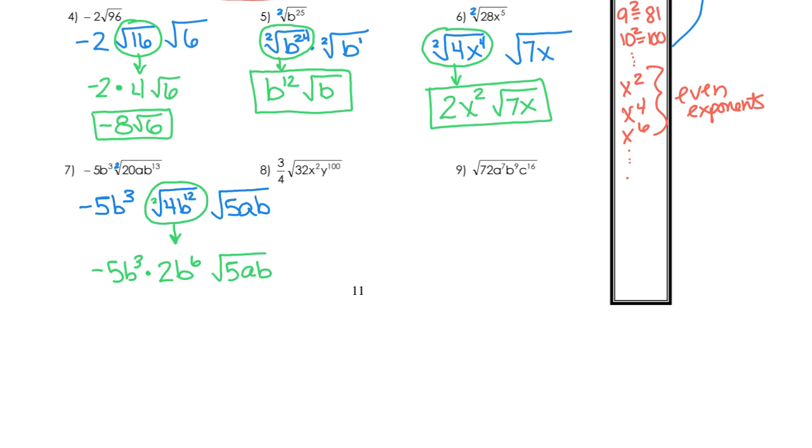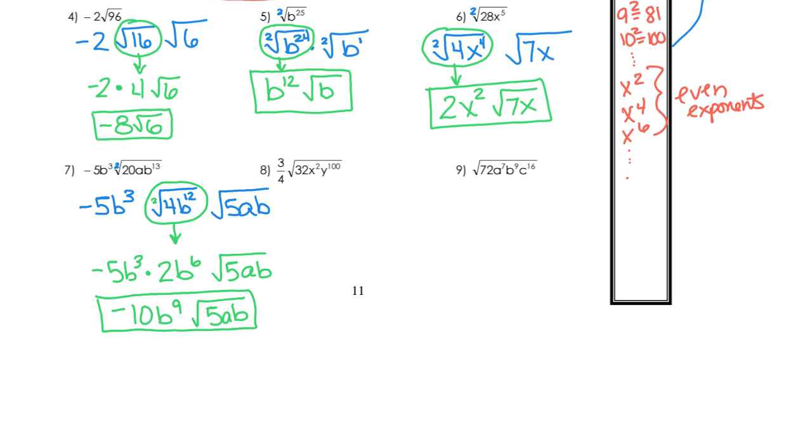And now we can take our coefficients, which is -5 and 2, and multiply them, get -10. And when we multiply, we add our exponents, so that would be b to the 9th. And then the square root of 5ab comes down. And this one's finished. Okay, so let's take a look at the next one.